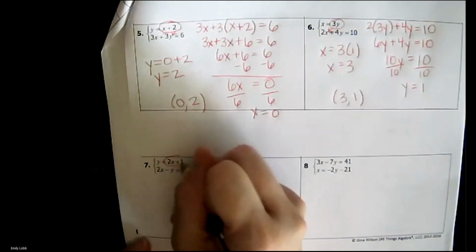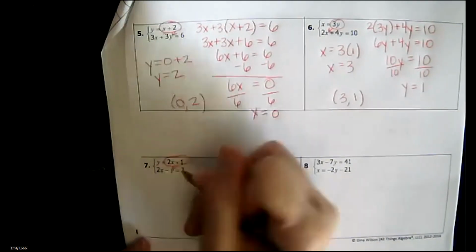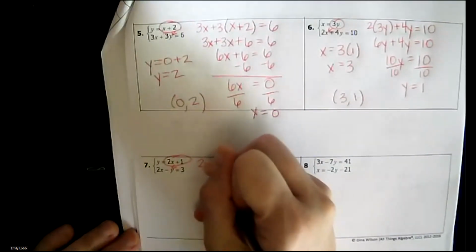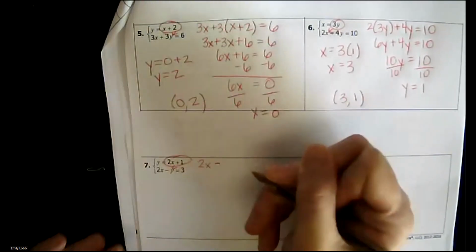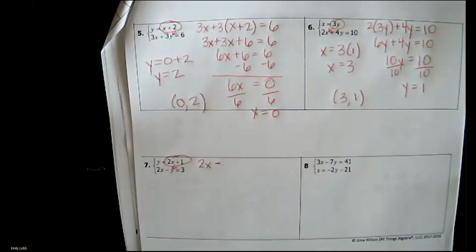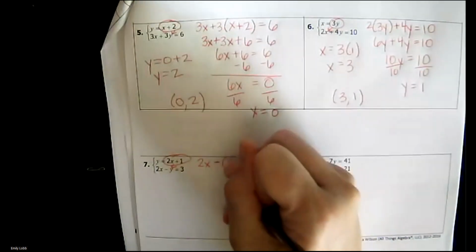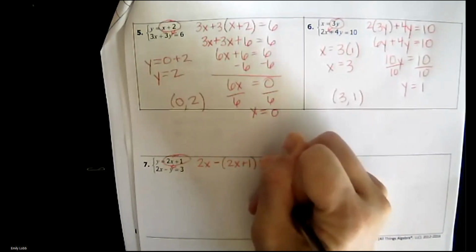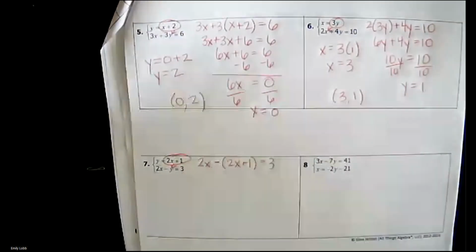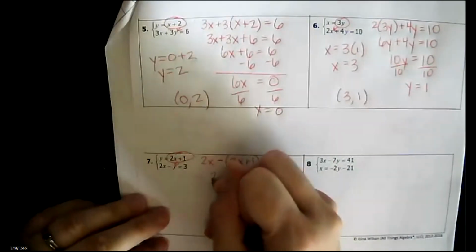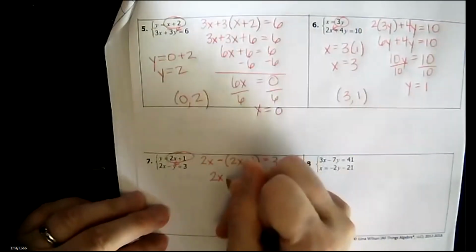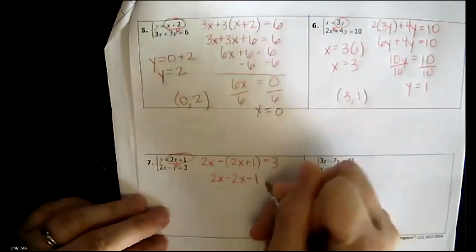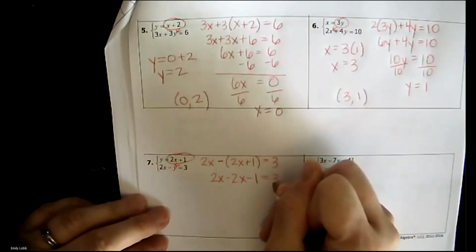Here, we're going to throw in what y equals for y. This gets a little bit tricky when we've got a negative in front of it, though. So 2x, and then we have this minus here. And then we're going to put in 2x plus 1 equals 3. So we've got to distribute that negative through. And when we do, we have negative 2x minus 1 equals 3.